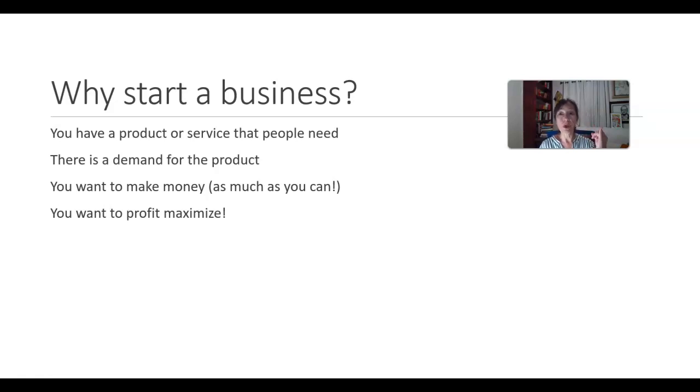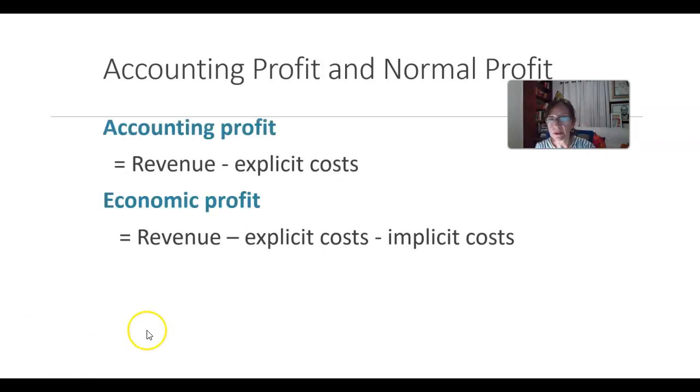Okay, so there's a demand for a product. And if you're selling, then you want to make as much money as you can, and you want to maximize that profit. So we're going to take a look at some business concepts here that we need to know about. The first is the difference between accounting profit and normal profit. And you know, it might help to understand the concept of profit also. Profit is your revenue minus your cost, and that will give you your profit.